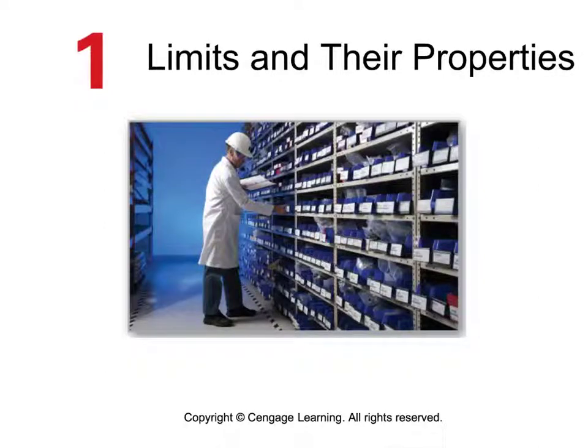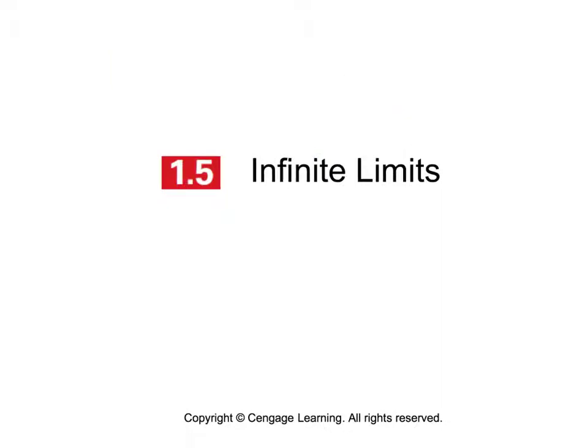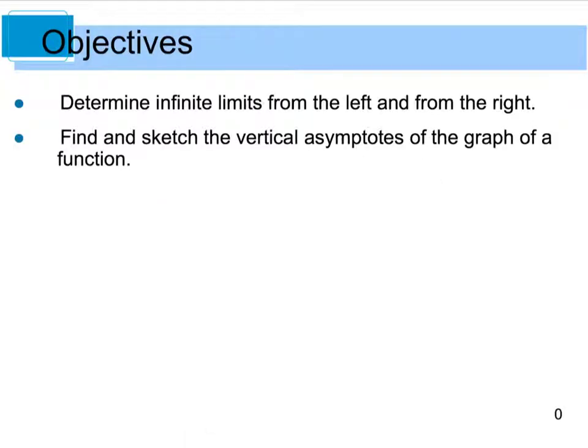Hey guys, it's Mr. Riz, and we're going to continue Chapter 1, and we're going to focus on the very last section, a short section, which is 1.5, about infinite limits. Pretty easy. We're going to be able to determine the infinite limits from the left and from the right, and find and sketch any vertical asymptotes of the graph of a function.